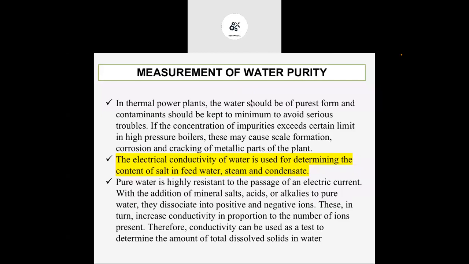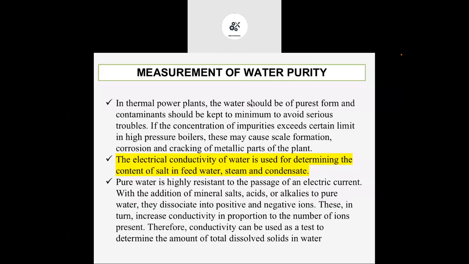Okay, that is very important because it is going to affect the corrosion problem, the maintenance problem, and the life of that particular power plant. Because as we know, pure water doesn't contain any type of salt or contaminant in it. That pure water is the ideal fluid for the thermal power plant.